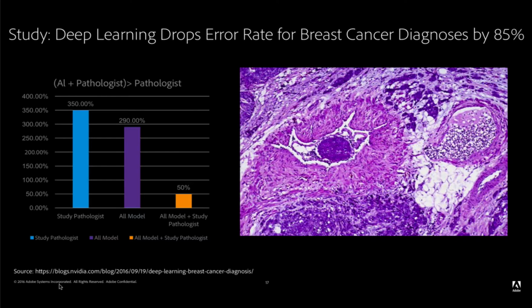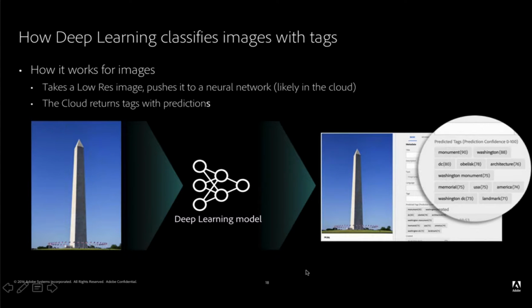Okay, so let's dive into how this actually works. And it's super simple, really. For the DAM, when you upload an image, it gets sent to a neural network, and you get tags back. We even send very low resolution images. It turns out that's just as good as high resolution images. So it's very lightweight and very easy to use. You don't have to do anything.